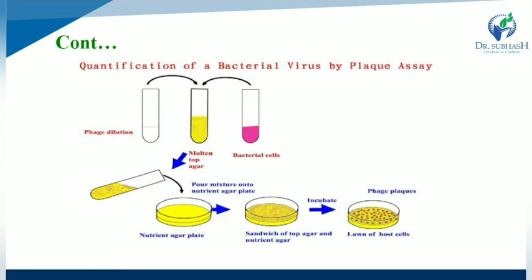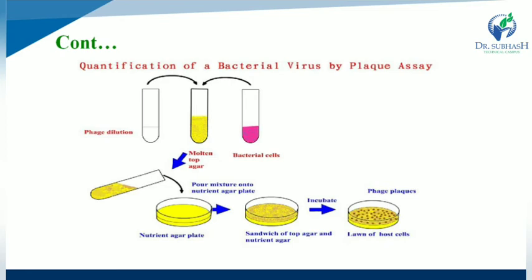The molten top agar is poured onto the nutrient agar plate, forming a sandwich of top agar and nutrient agar, which is incubated for some time period, and a phage plate with bacterial lawn is formed. So that is the quantification of bacterial virus with the help of plaque assay.